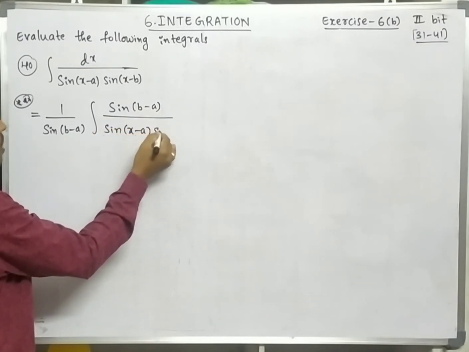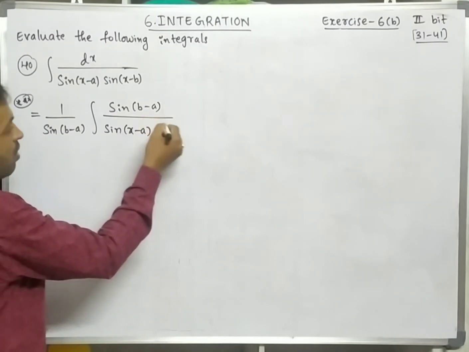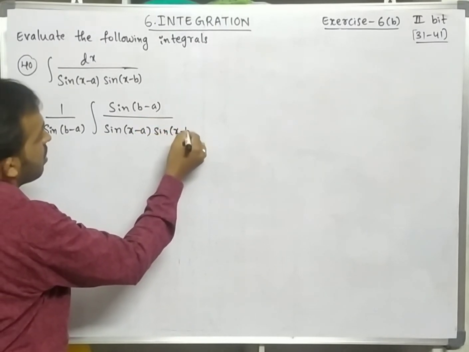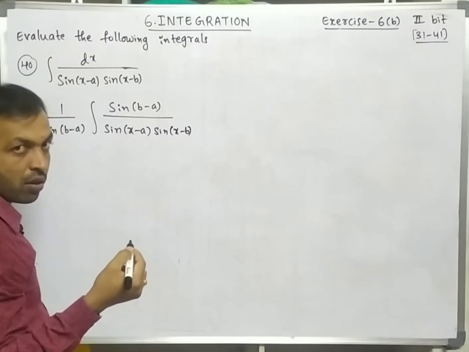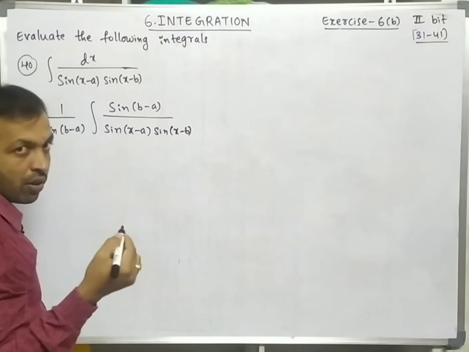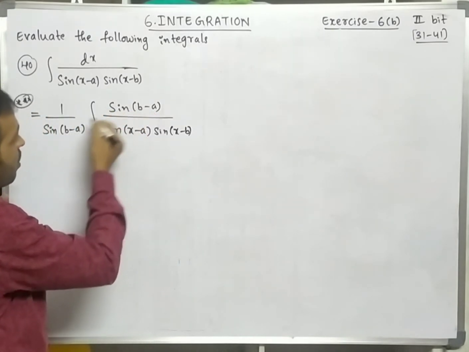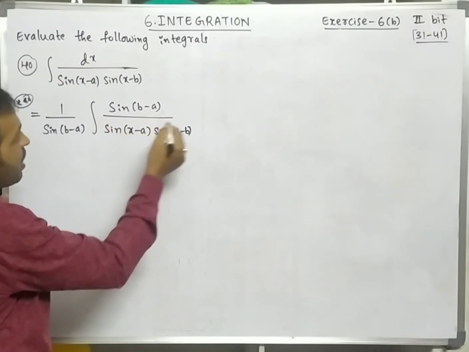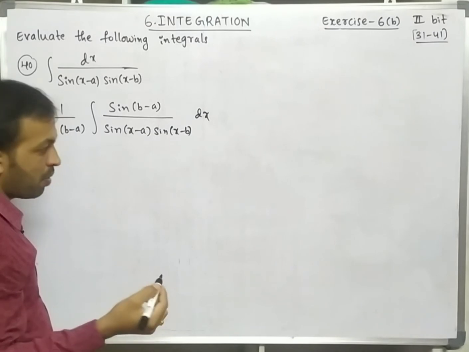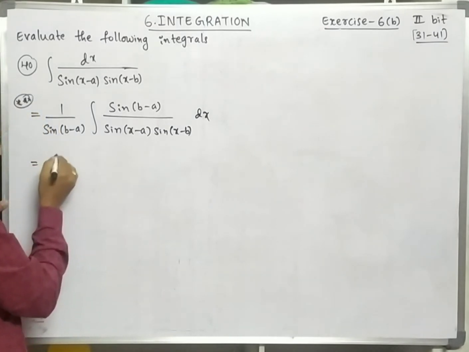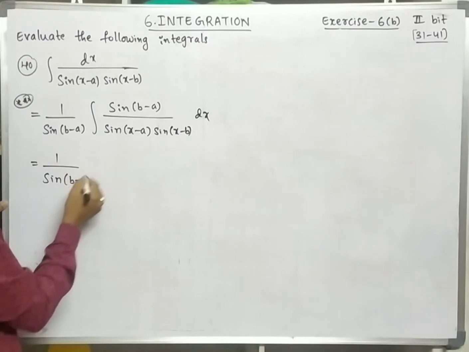Why? Because we have to split this one to get a logarithmic difference, to get the integration f dash x by f of x dx form. That's why I am multiplying numerator and denominator with sin of b minus a, or sin of a minus b also, no problem. Okay, now here convert the numerator like this. This is a constant right outside.